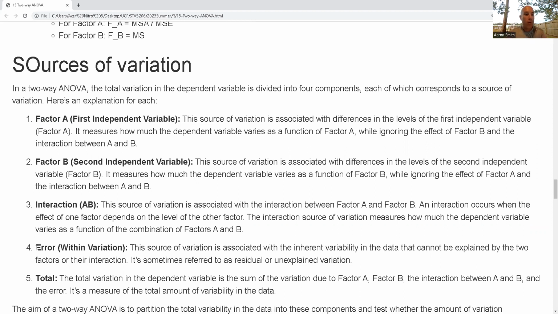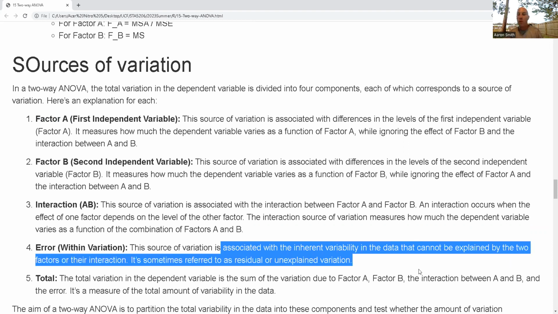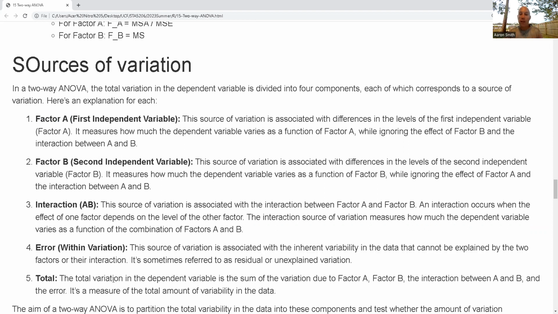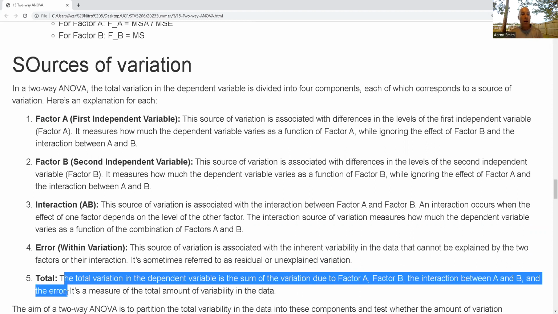Now, the error as a source of variation, this is associated with the inherent variability of the data that cannot be explained by the two independent variables that we have. It's sometimes referred to as a residual or unexplained variation. Last but not least is the total variation. The total variation in the dependent variable is the sum of the variation due to factor A, factor B, interaction, and error. It measures the total amount of variability in the data.